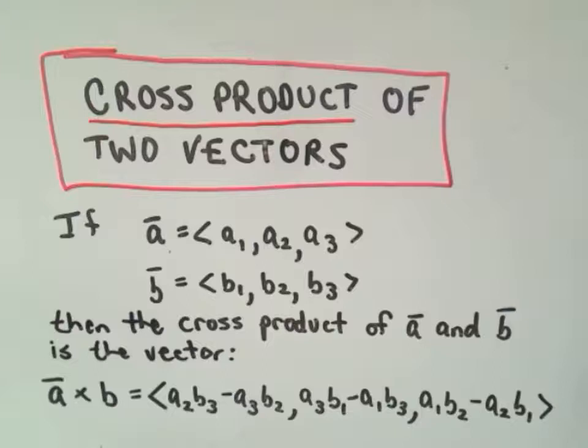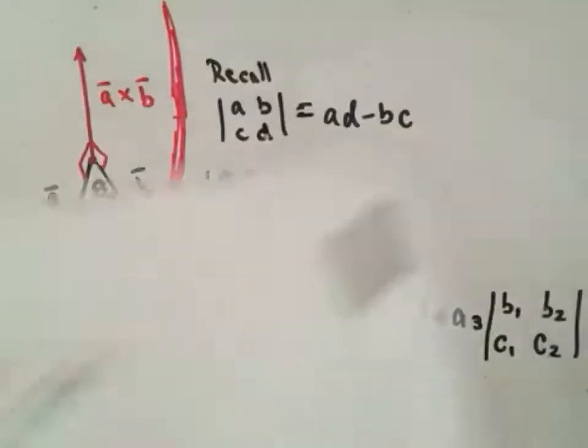Okay, in this video I want to talk about finding the cross product of two vectors. And the definition of the cross product of two vectors is as follows. If vector A has components A1, A2, A3, and B has components B1, B2, B3, then the cross product of those two vectors is defined to be a new vector, and you calculate its components by using the bottom formula.